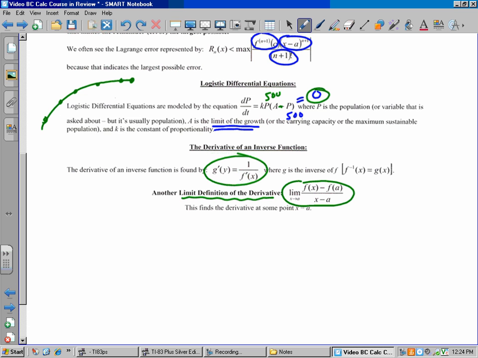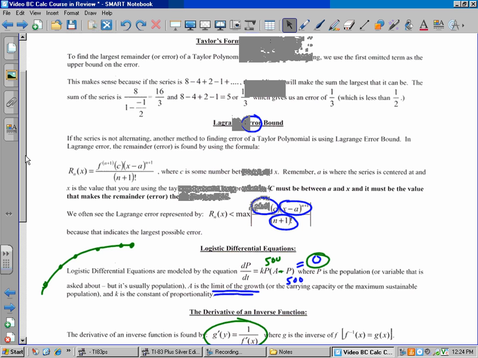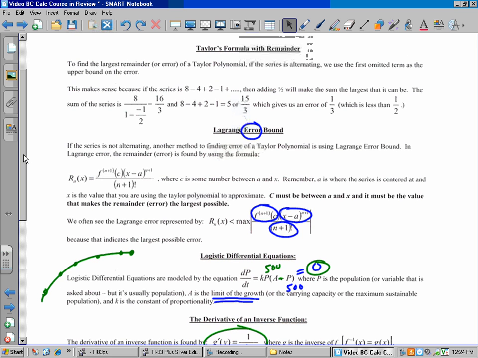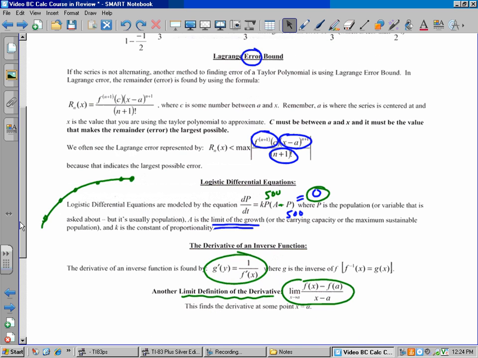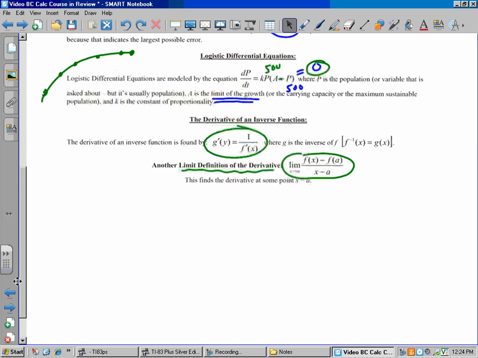All right, so I wouldn't worry too much about this last page here because it's not big topics. You should know to find the error, you go to the next term that you didn't use in the series for the approximation to figure out the maximum error. You should know how to set a logistic differential equation equal to 0. How is that derivative going to equal 0? And you should know the formula for the derivative of an inverse function and the formula for the limit definition of the derivative.